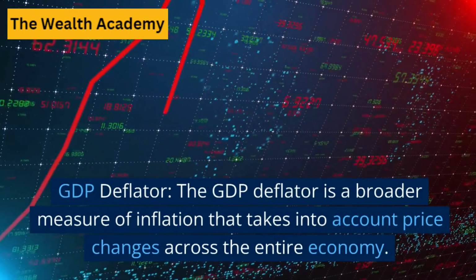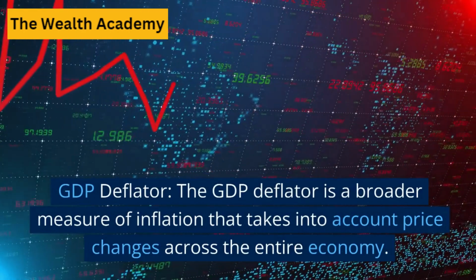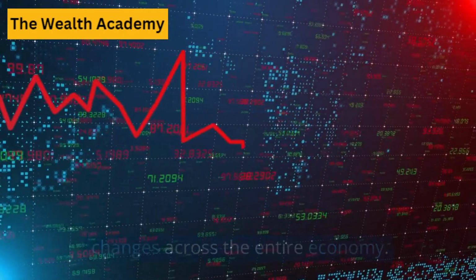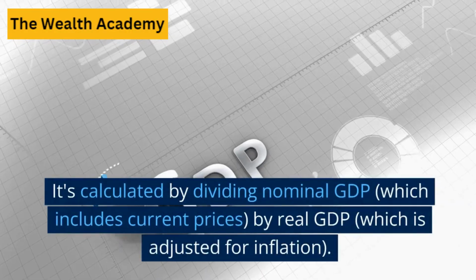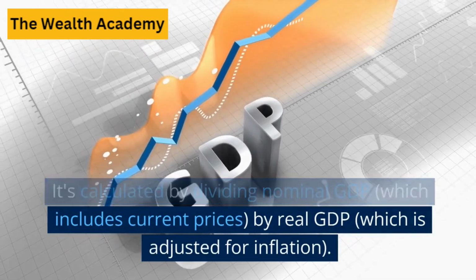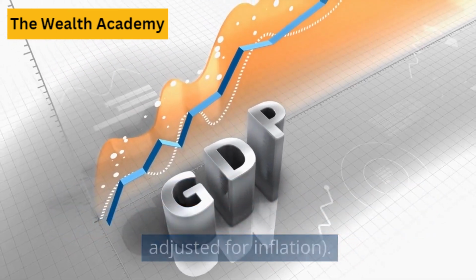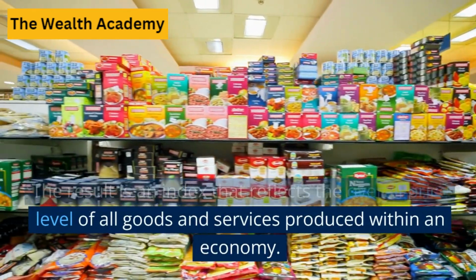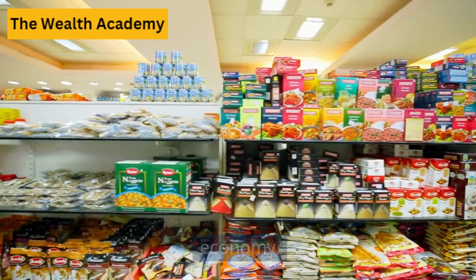GDP Deflator. The GDP deflator is a broader measure of inflation that takes into account price changes across the entire economy. It's calculated by dividing nominal GDP, which includes current prices, by real GDP, which is adjusted for inflation. The result is an index that reflects the overall price level of all goods and services produced within an economy.